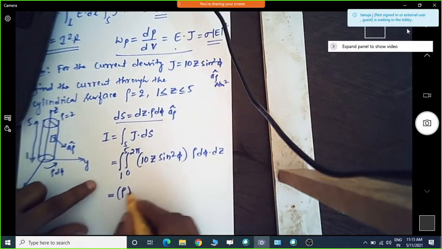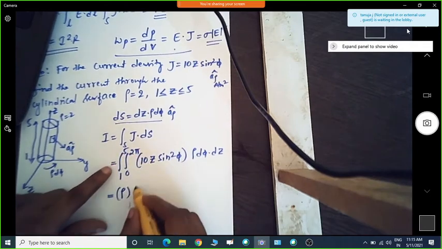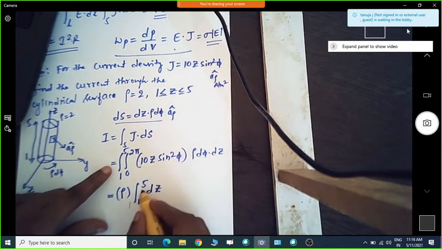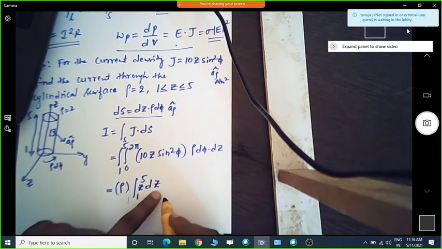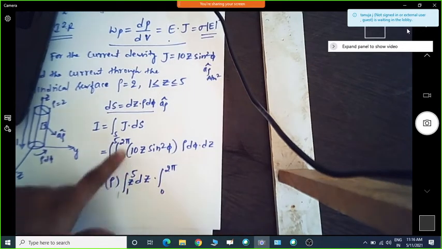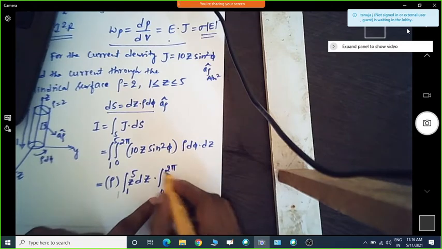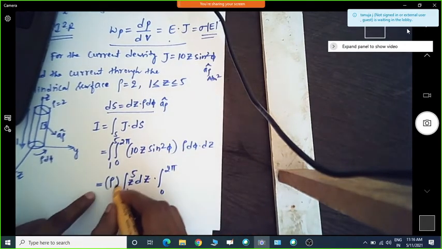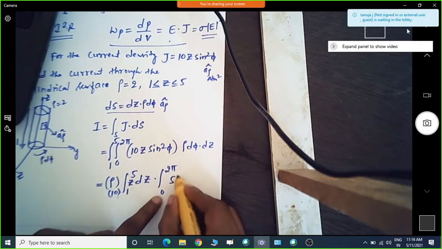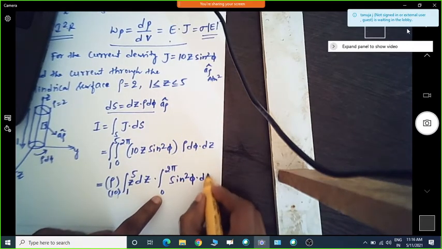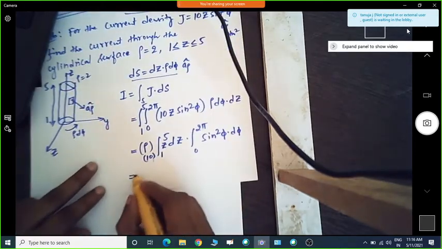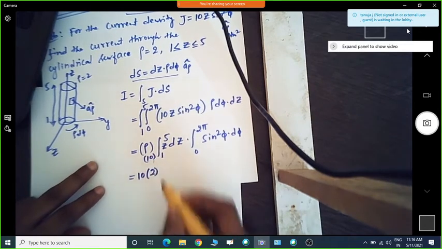So rho into, now we have the z variation from 1 to 5, so z into dz varying from 1 to 5, and the phi variation is 0 to 2 pi. You can take 10 also outside. So we have only sine square phi into d phi. So this is what we need to evaluate. Now it is equal to 10 into the rho value which is equal to 2.